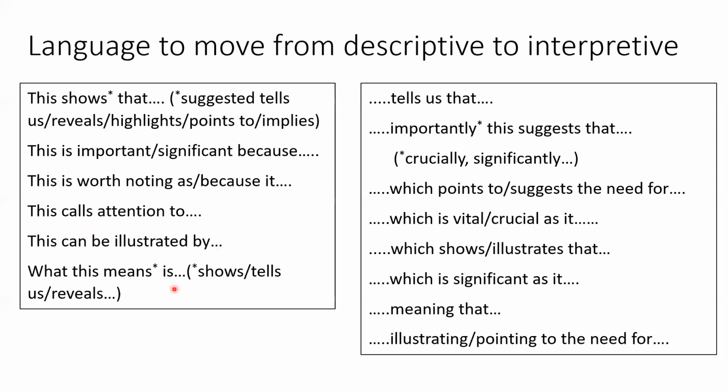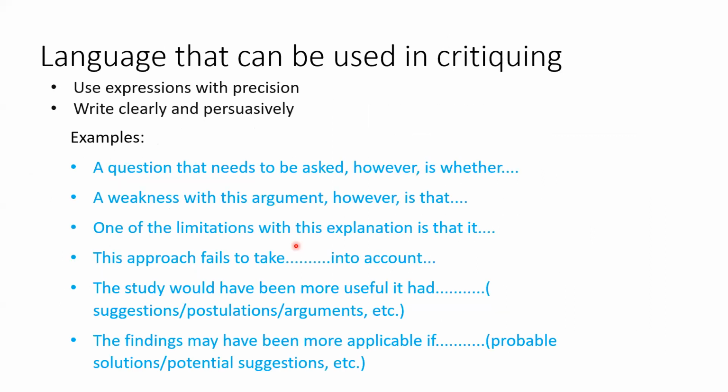This can be illustrated by what this all means. This is you are trying to go from descriptive to interpretive. Descriptive is just recording what others have done, but with all these phrases, you are trying to move away from descriptive to interpretive. Blah blah blah tells us that. Importantly, this suggests that, which points to, suggests that, which is vital, crucial, which shows, illustrates. Now, all these phrases can be made use of to interpret what others have reported, right?